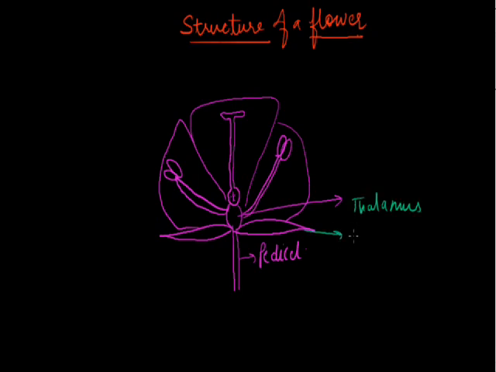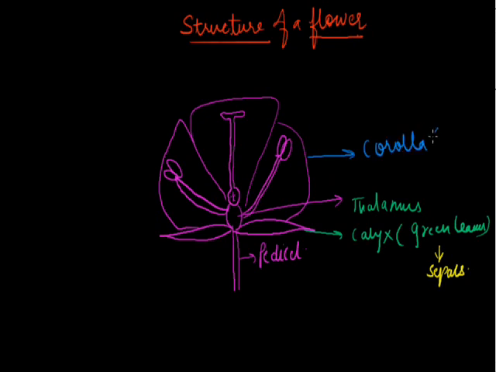The first whorl of a flower is called a calyx, which is made up of green leaves, and these leaves are called sepals. The second whorl is called corolla. This is made up of colored leaves, and these colored leaves are called petals.